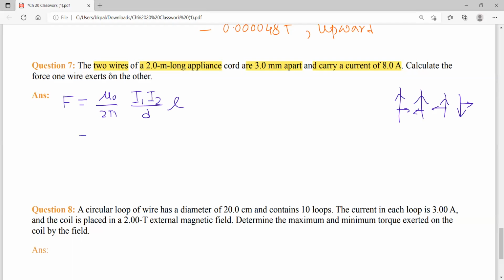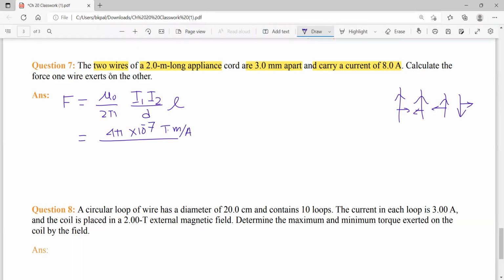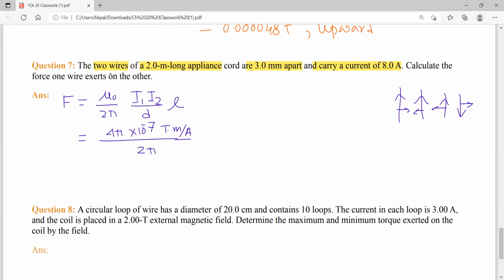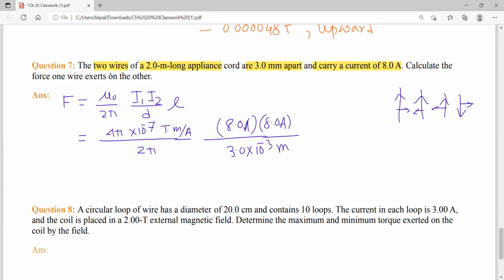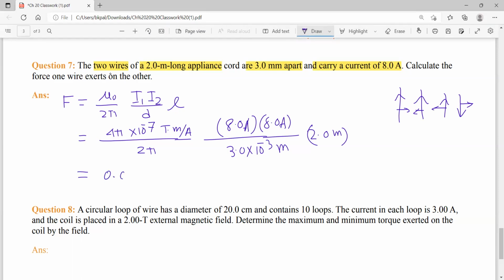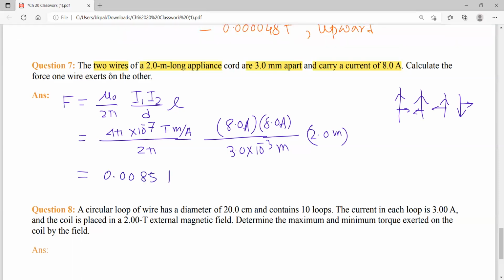So you know everything here. This is 4 pi times 10 to the power minus 7 Tesla meter per amp, over 2 pi, and I1 and I2 are both the same. This d is 3 millimeter, which means 10 to the power minus 3, and L is 2 meter. So if you plug all these values in your calculator, you should get something like this. So the force is this.